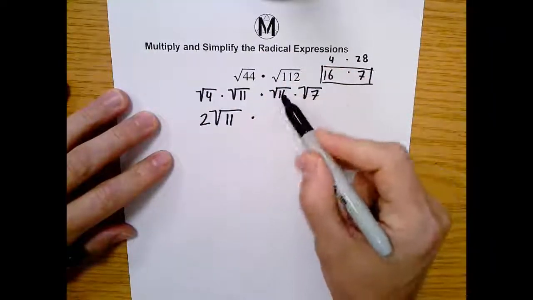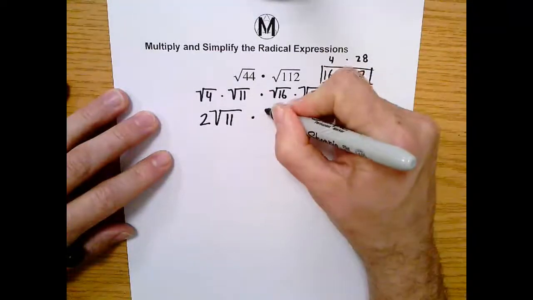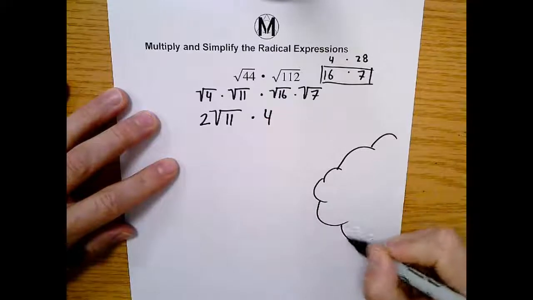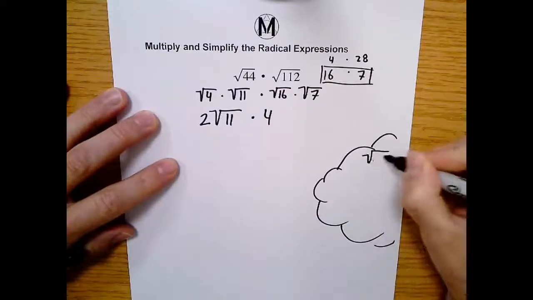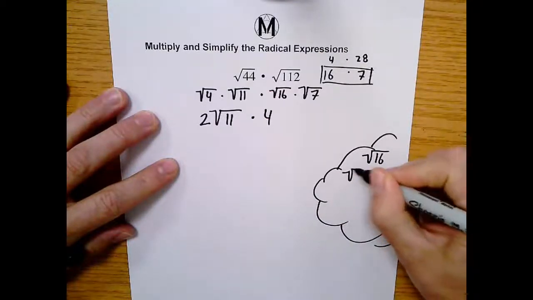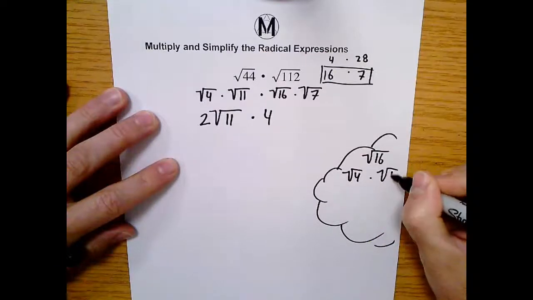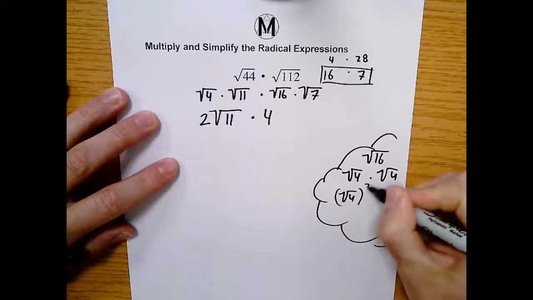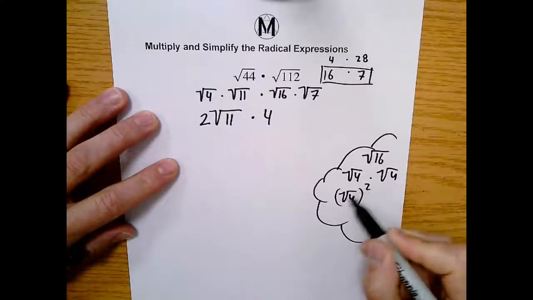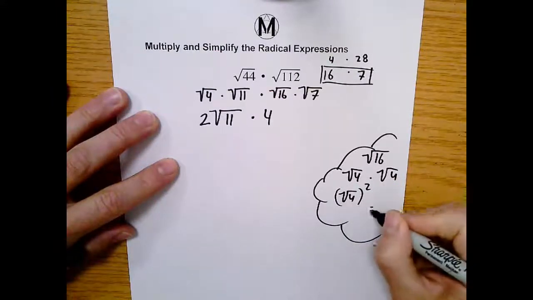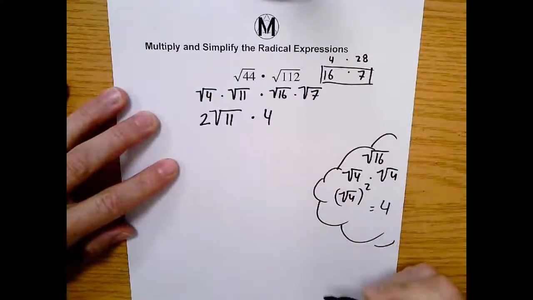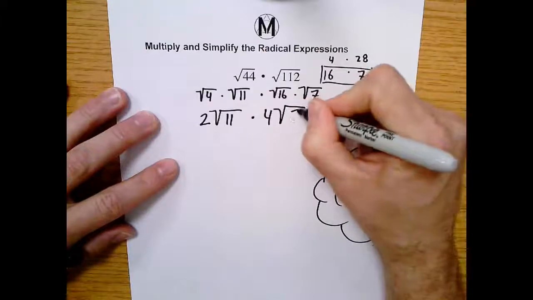The square root of 16 is 4. Let me come down here. Let me just show that. I do like to break this down so we can see it. Okay, the square root of 16 is the same as the square root of 4 times the square root of 4. The square root of 4 is the same as the square root of 4 squared. And because a square and a square root cancel, you only get left with that 4. That's why the square root of 16 is 4, okay? And then we have the square root of 7.